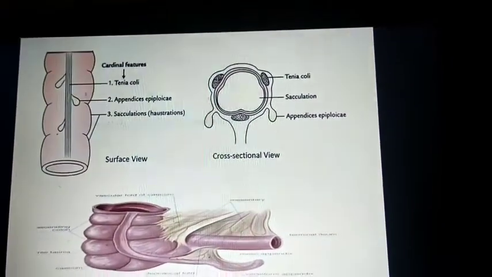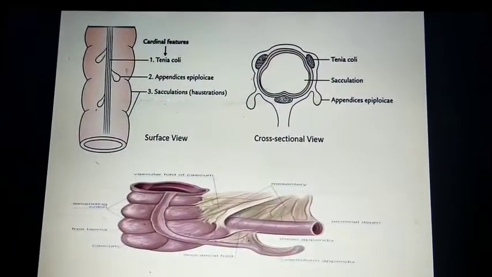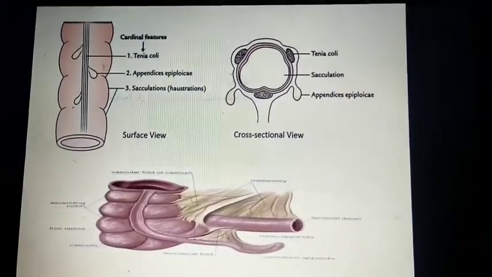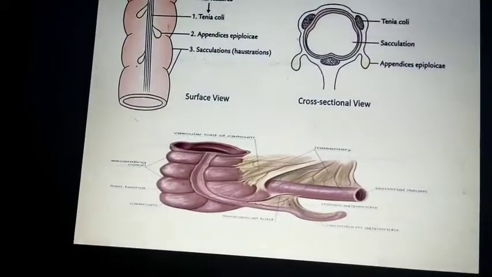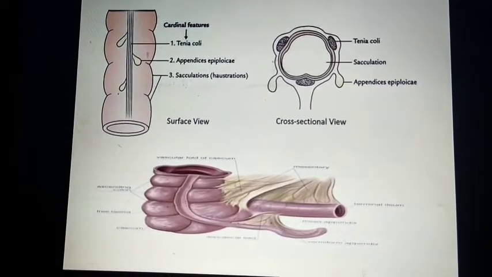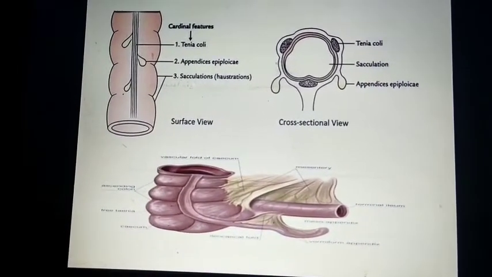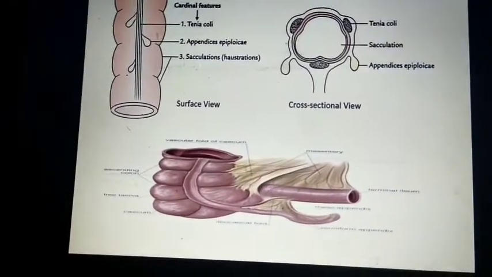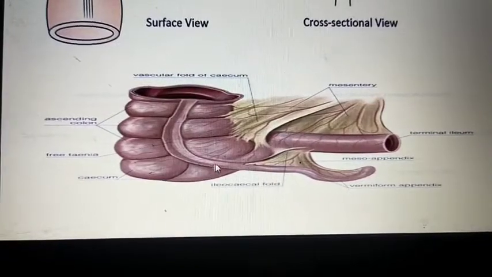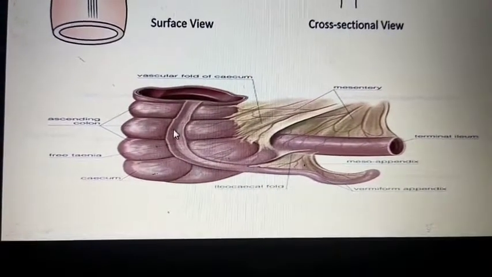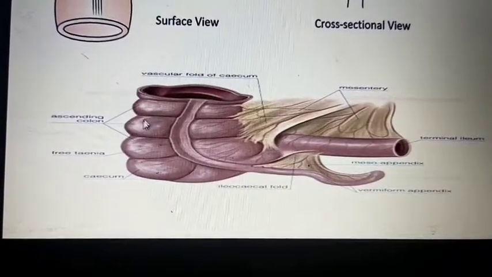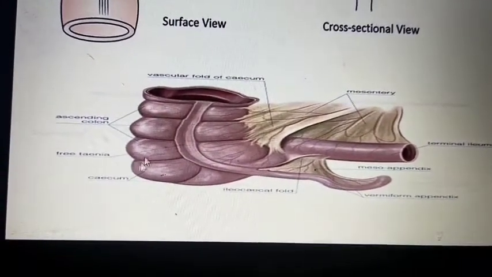Then comes the length and diameter of the intestine. When you go for the difference between small intestine and large intestine, the small intestine doesn't contain any Taenia coli, appendices epiploicae or saculations. The large intestine contains the Taenia. You can see a longitudinal band-like structure. This band-like or ribbon-like structure is called the Taenia coli, and these pouch-like structures are called saculations.